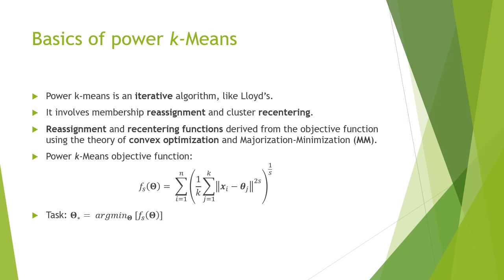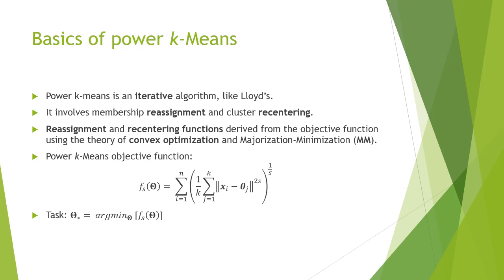This algorithm, called Power K-means algorithm, is similar to Lloyd's algorithm in the sense that it's an iterative algorithm and it alternates between membership reassignment and cluster recentering for minimizing an objective function, which is what happens in Lloyd. However, the way in which these operations are done is different here. There are specific functions which cater to these operations, and these functions are derived from the power k-means objective function using the theory of convex optimization and majorization minimization.